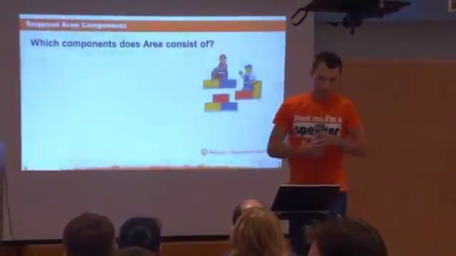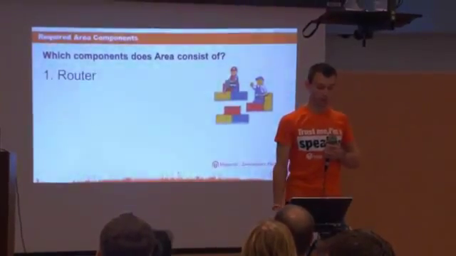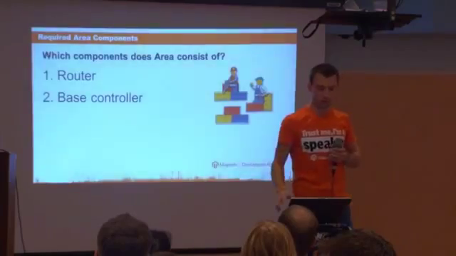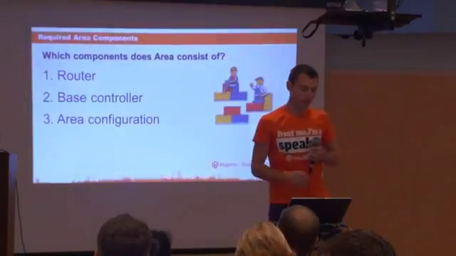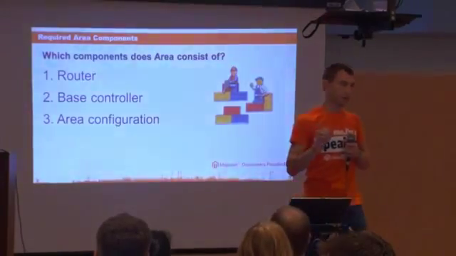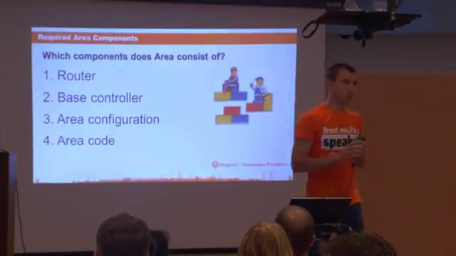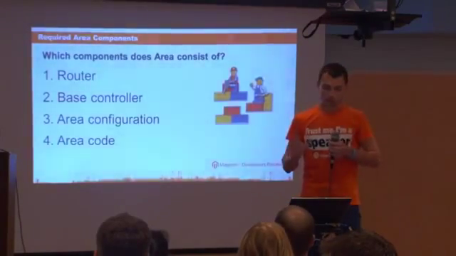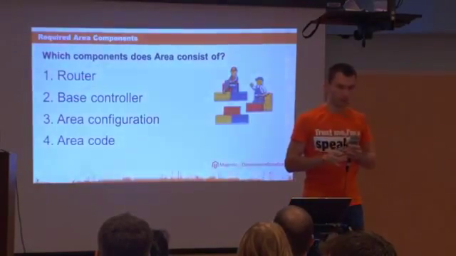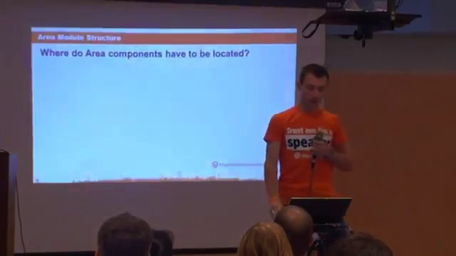Which components does an area consist of? As I have mentioned previously, this is a router. This is some controller, the base controller of the area. And each area has to have an area configuration. And there is one more required area component. This is the area code. About the responsibilities of each of these components, I will tell you a few minutes later. First of all, let's talk about where these components have to be located.